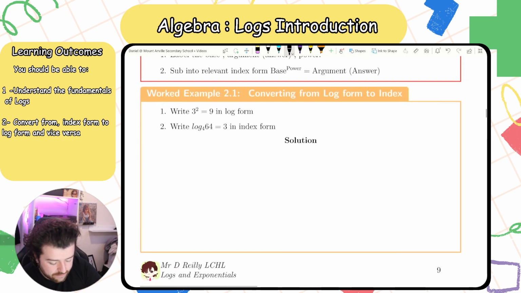So let's have a look here. 3 squared equals 9 in log form. Oh my god, I just did this example.